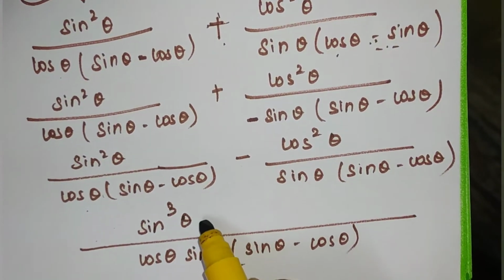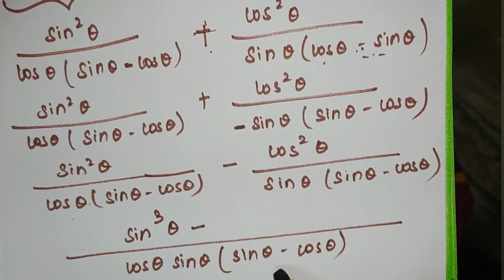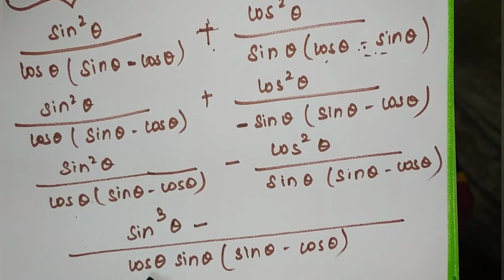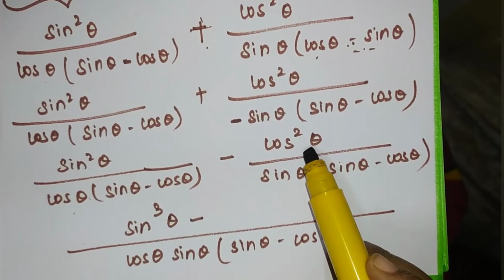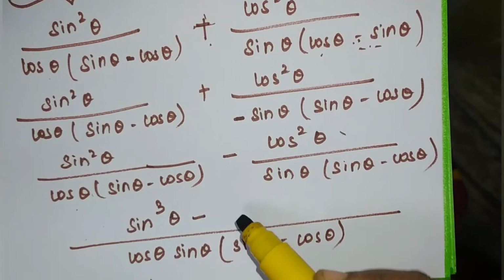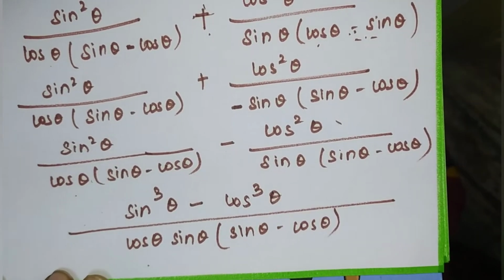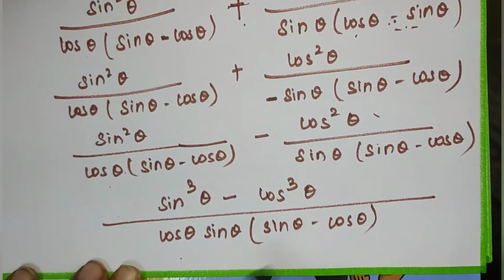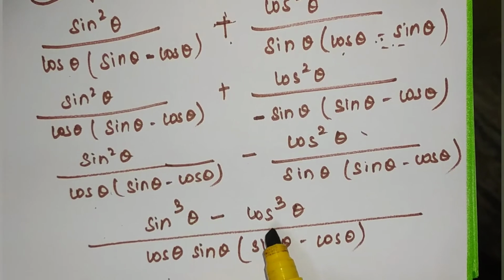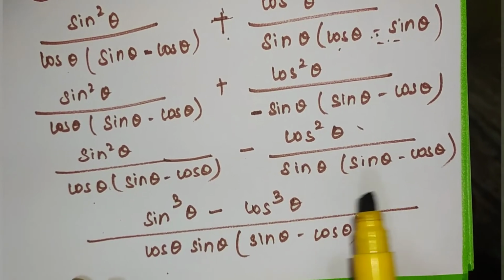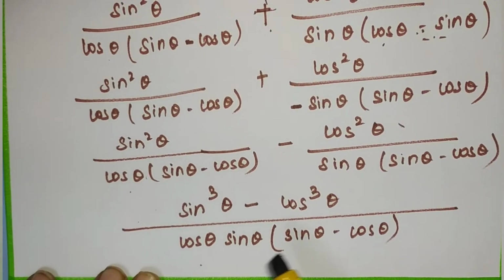Clear? Minus, here we have sin theta minus cos theta, but we don't have cos theta. Already we have cos square theta. If we multiply with cos theta, what will we get? Cos cube theta. So we get sin cube theta minus cos cube theta. We don't have a formula for that directly, but we have an algebraic formula.